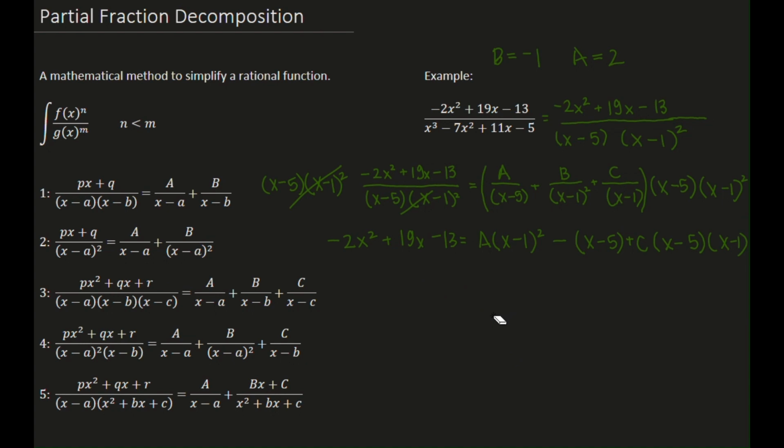I'm going to substitute in 2 for a. And to make the math simple, to solve for c, I'm going to let x equal 0. The left side of the equation becomes negative 13. The right side of the equation becomes 2 plus 5 plus 5c. So c is negative 4.